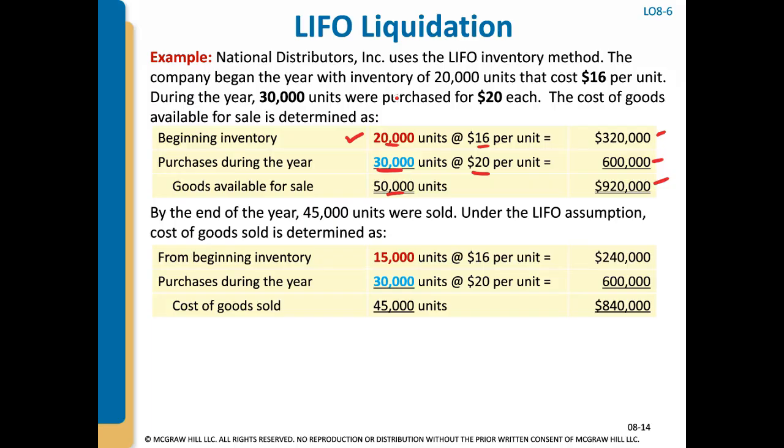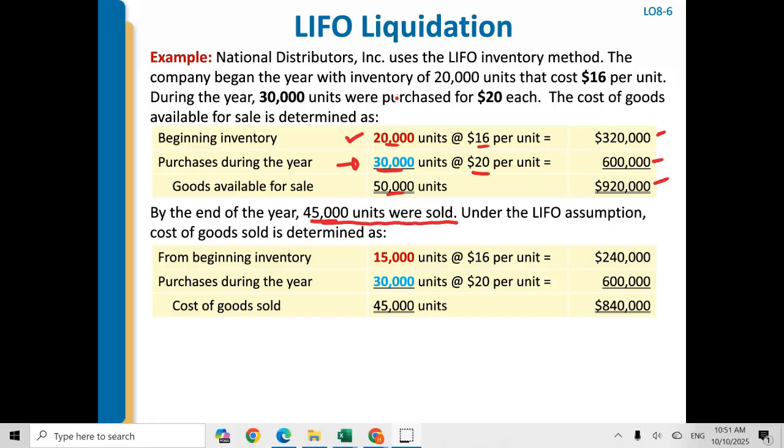At the end of the year, they sold 45,000 units, right? So during the year, they only purchased 30,000, but they sold 45,000. So now they have a situation where they sold more inventory than they actually purchased during the year. When that happens, we might have a LIFO liquidation issue, and we have to calculate it to see if the difference is material. So the first thing you have to do is just calculate your cost of goods sold the way you normally would under LIFO, which is last in, first out.